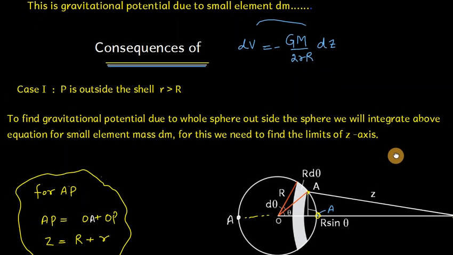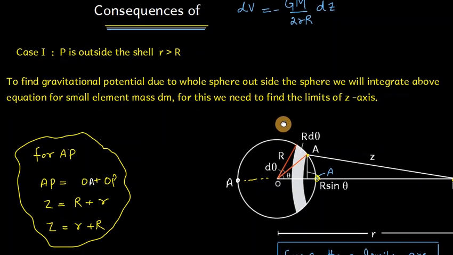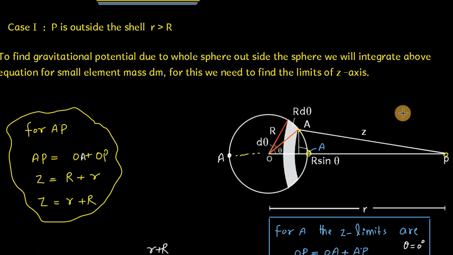Ab yaad rakhiye, is equation ko humne integrate karna hai with respect to z, so we need to find out the limit of z. So for this, let's suppose case number 1, agar hamare paas point yaha par ho aur is point par hum interested hai to find out the gravitational potential of the thin spherical shell, then we need to find out the limit of z. Means agar yahan par hum ek straight line ko draw kare, and this line shows the z axis, correct. Now for the limit of z, agar is point A ko hum yahan par rakhe, then we need to find out this distance AP, which is also known as z, in terms of small r and capital R. So this is the lower limit of z.